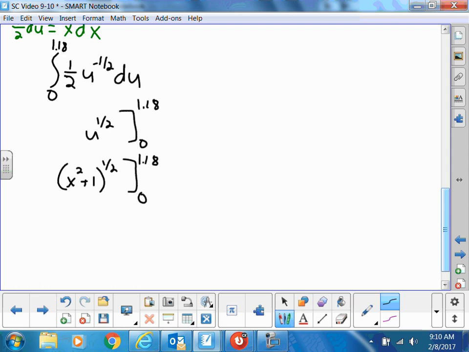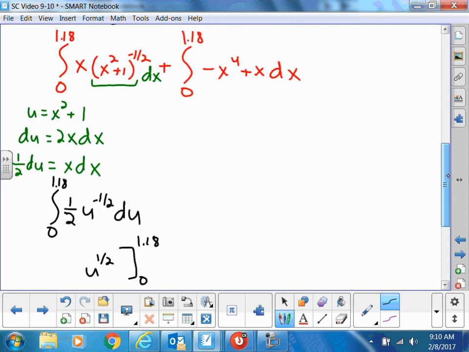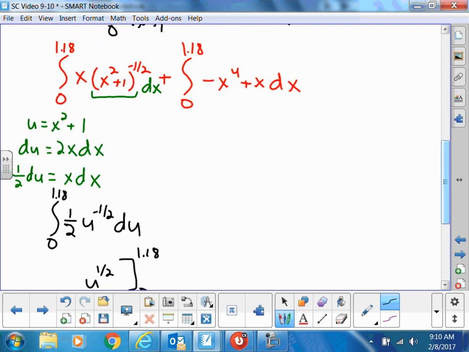And we'll just pause it there, and we'll come back to that once we do our integral of the other part. So that's the hard part. So here we're going to have our exponent go up 1, so x to the 5th. Out front, we'll have minus 1/5. And then we'll have plus 1/2 x to the 2nd. And that will be evaluated from 0 to 1.18.